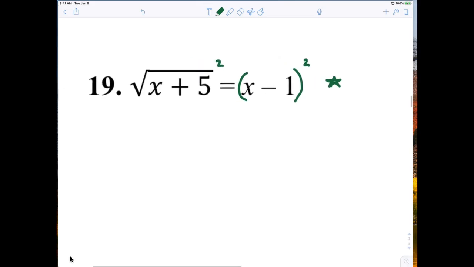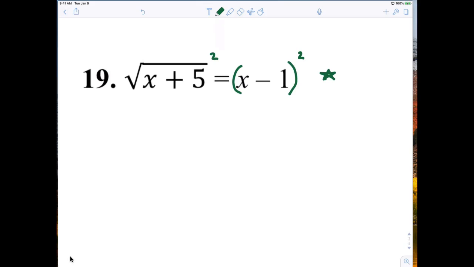All right, so what happens to the left side? That just becomes what? X plus 5. Again, the square root and the square do what to each other? They cancel, right? So I have x plus 5 equals. Now, remember, x minus 1 squared is x minus 1 times x minus 1. Do you agree with this?